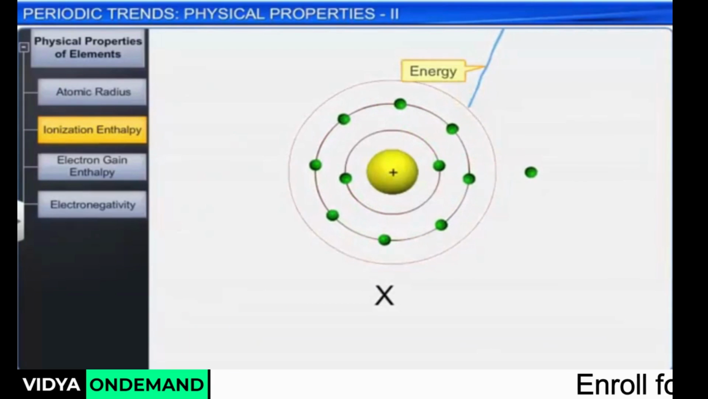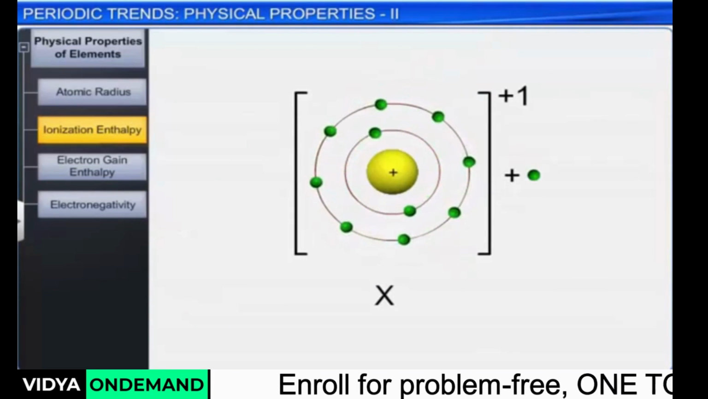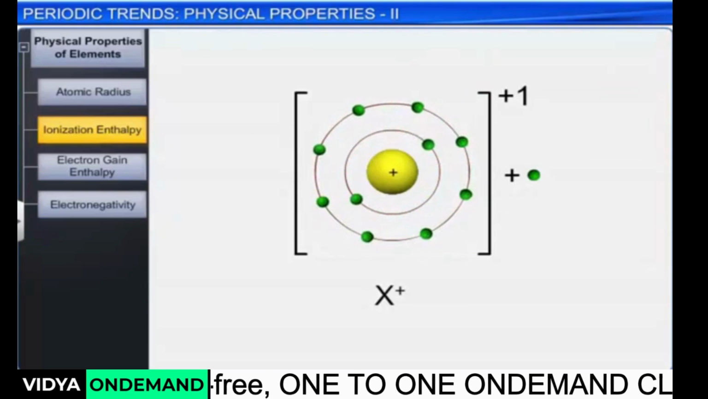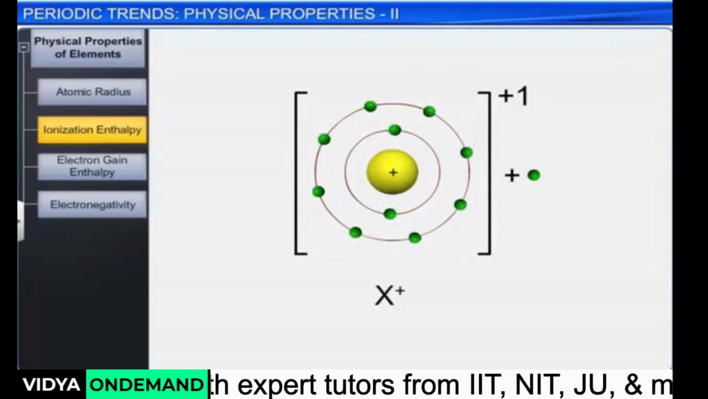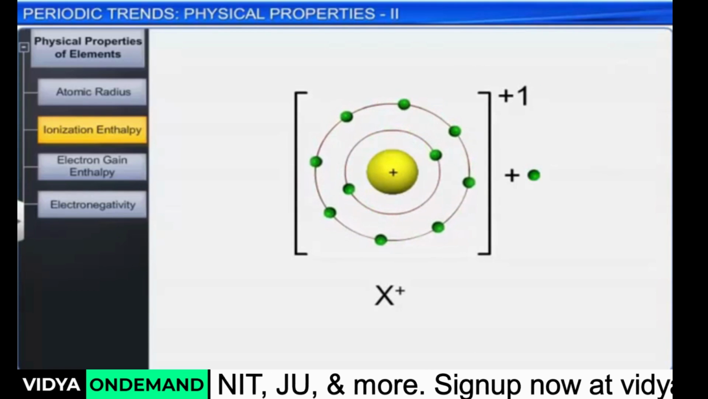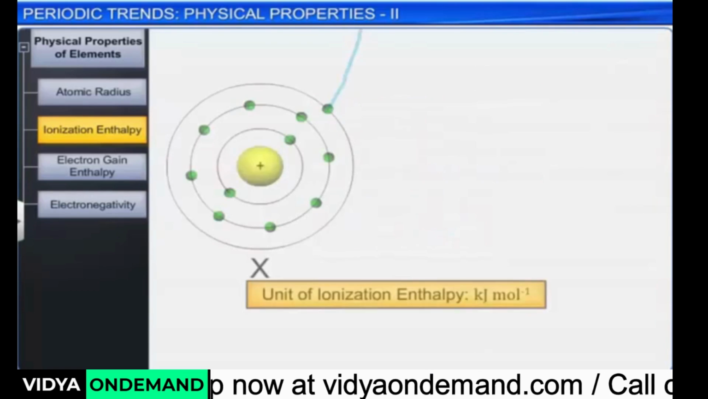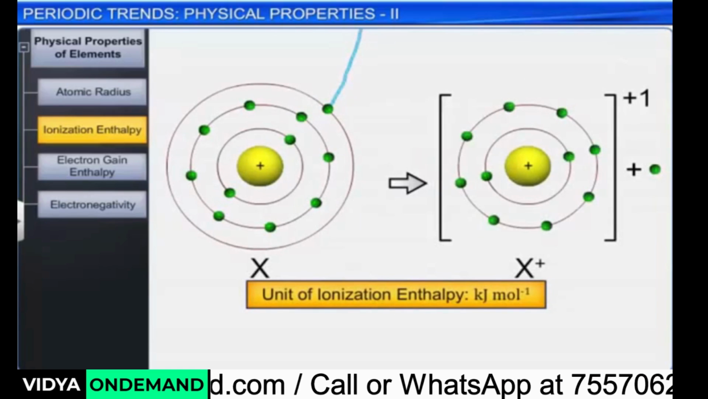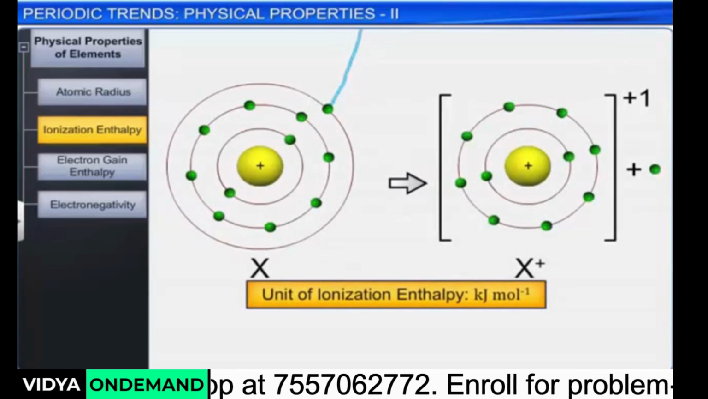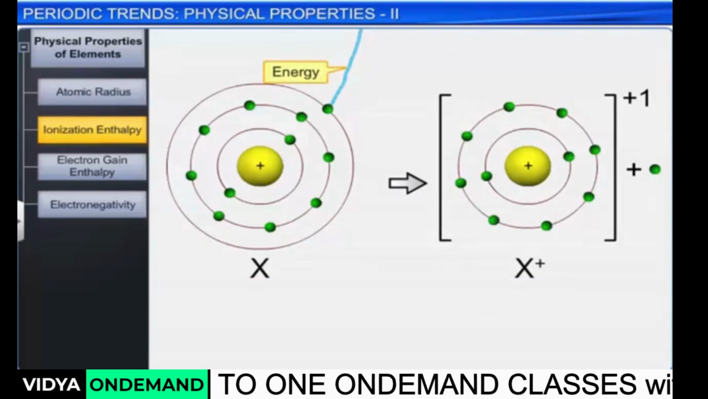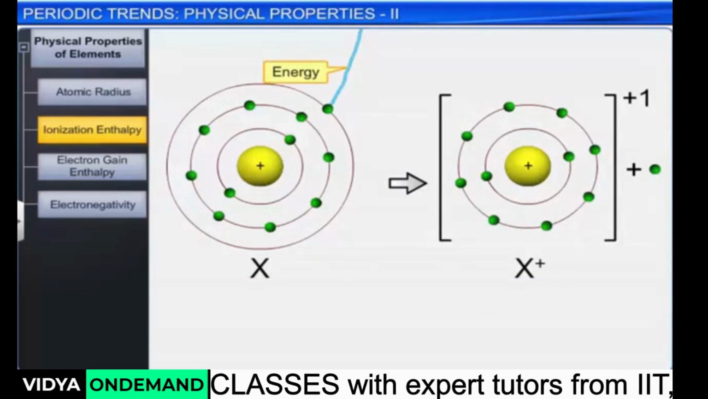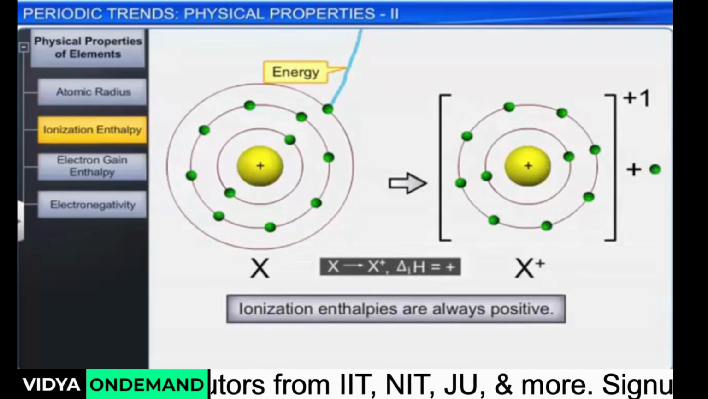The energy required to remove the most loosely bound electron from an isolated gaseous atom X in its ground state is called ionization enthalpy. Ionization enthalpy is expressed in the units of kilojoules per mole. Energy is always required to remove electrons from an atom, and hence ionization enthalpies are always positive.